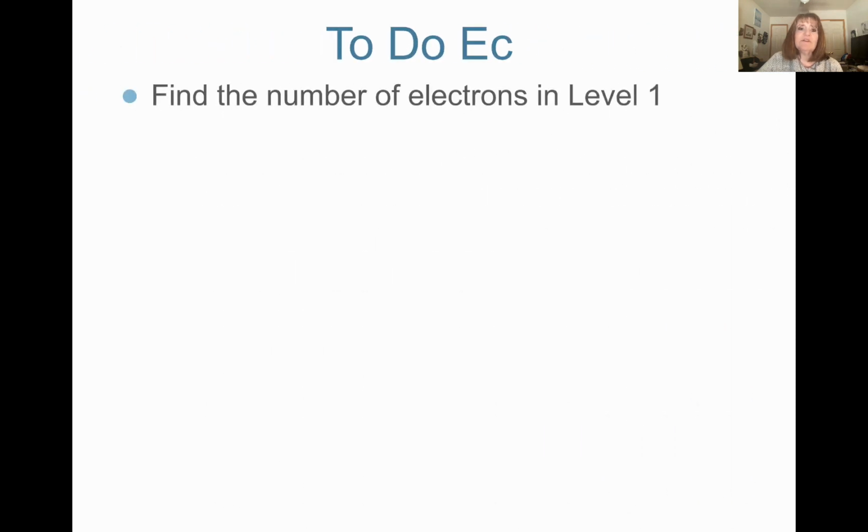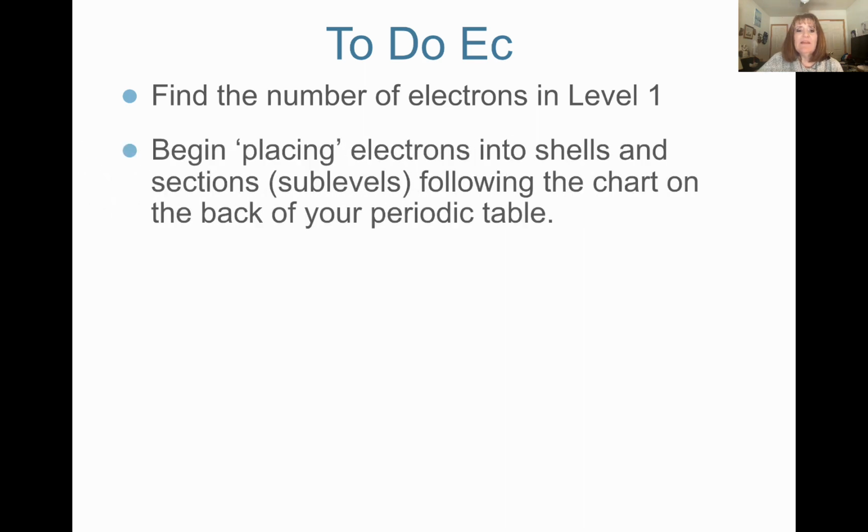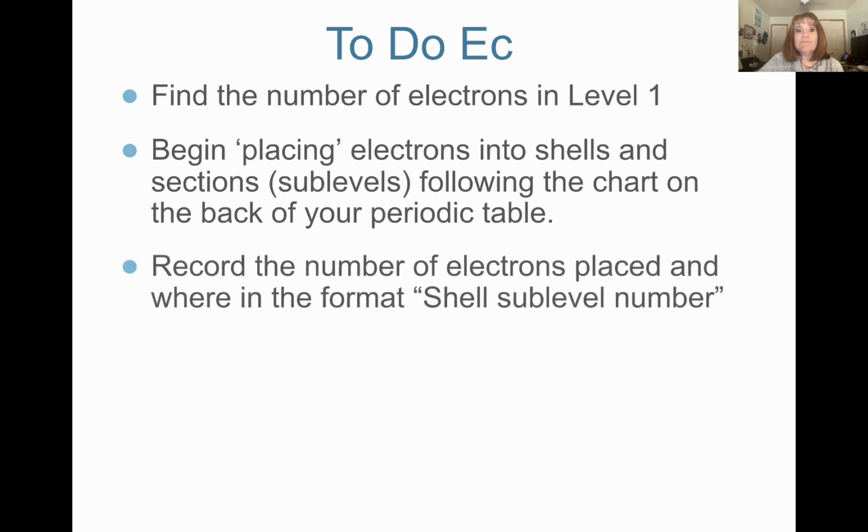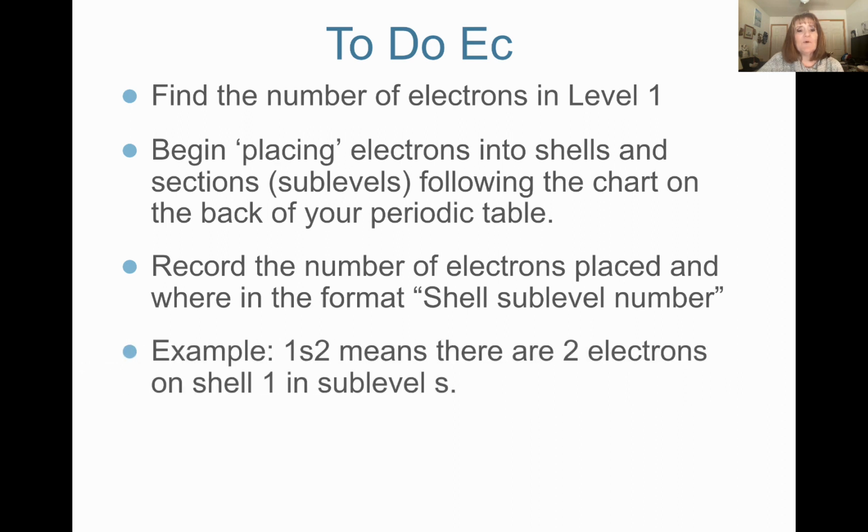To do the electron configuration, you first have to find the number of electrons in level 1. Then you begin placing electrons into shells and sublevels following a chart on the back of your assignment sheet. You're going to record the number of electrons placed in the format shell, sublevel, number. For example, 1s2 means that there are 2 electrons on shell 1 in sublevel or section S.